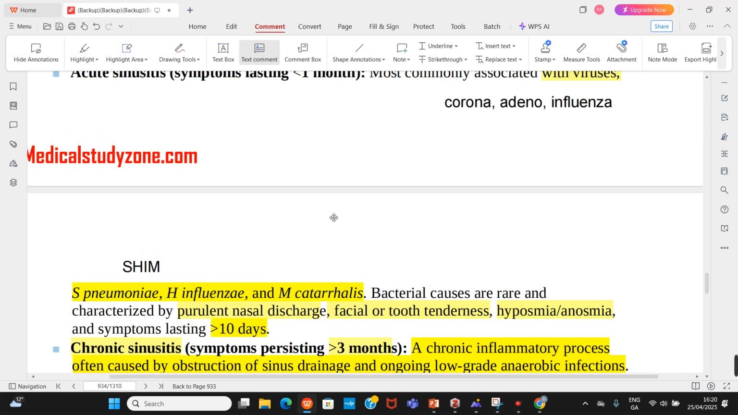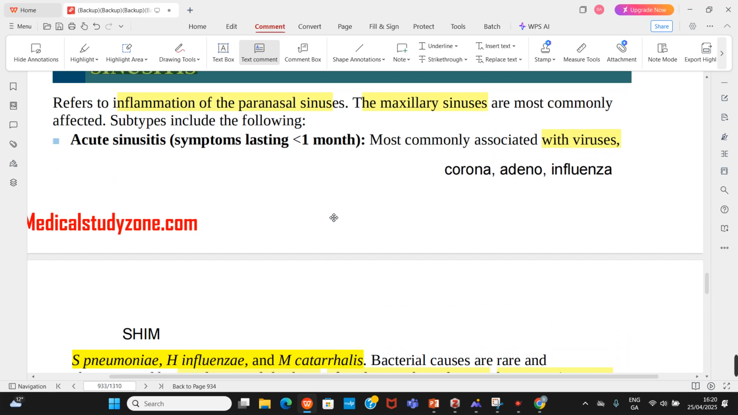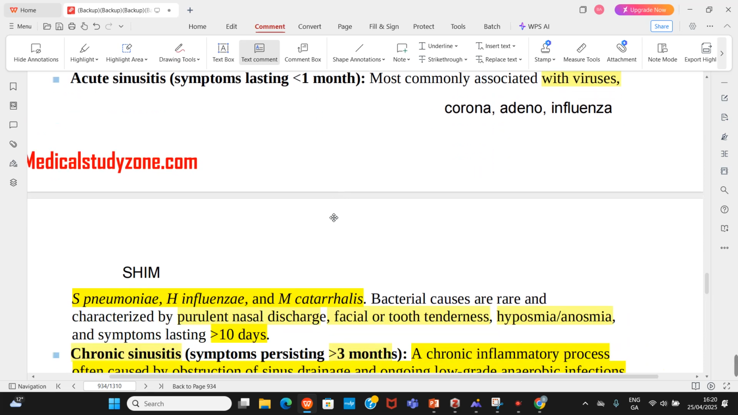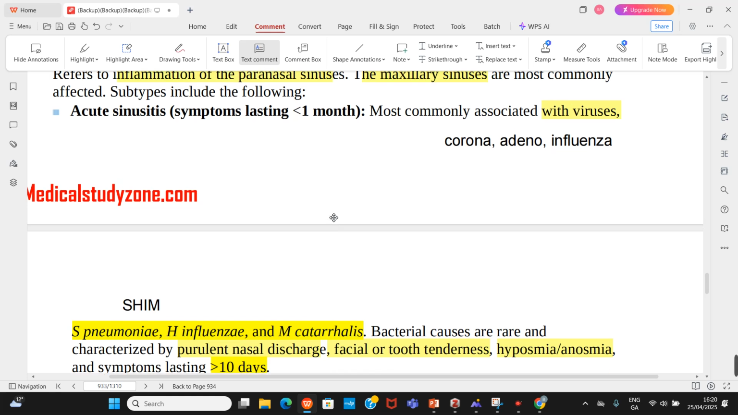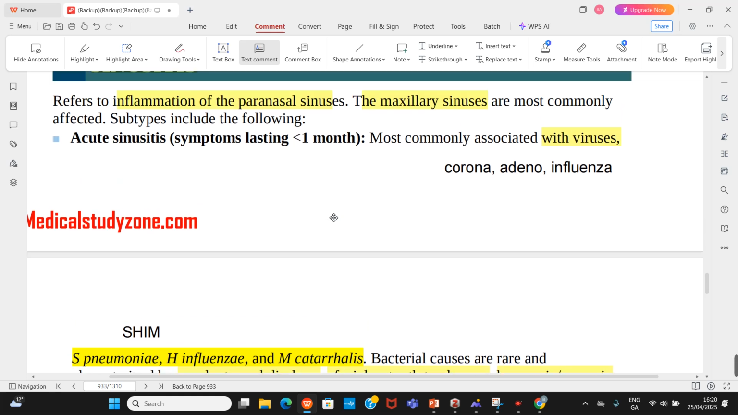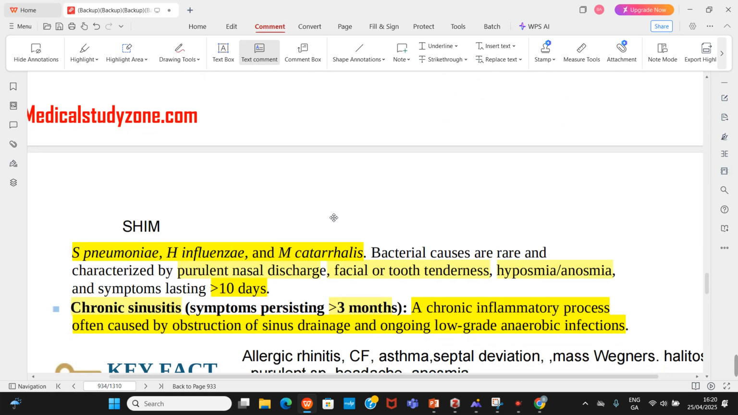So what are the things that we are going to see that increase suspicion for bacteria? Because it is the bacterial one that we are worried about. If it's viral, the person is just going to have a runny nose, facial pain, headache. It doesn't go beyond that. It's going to subside before 2 weeks, or even before 10 days is gone.